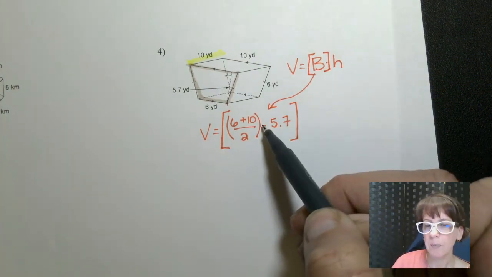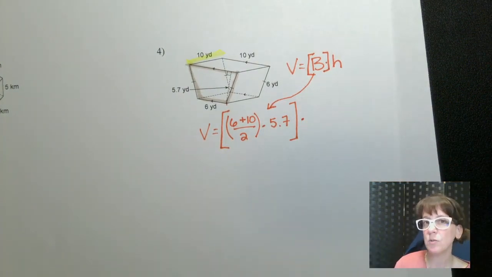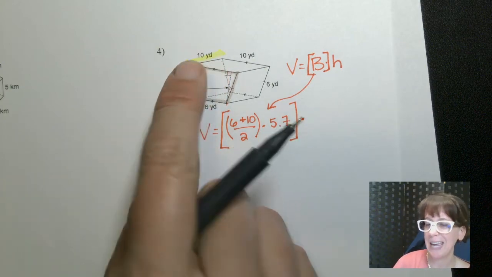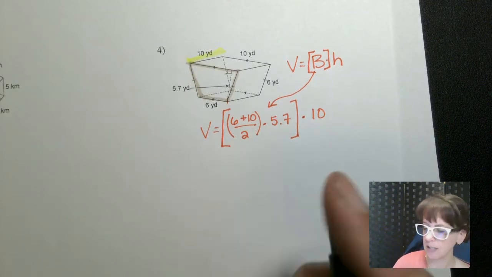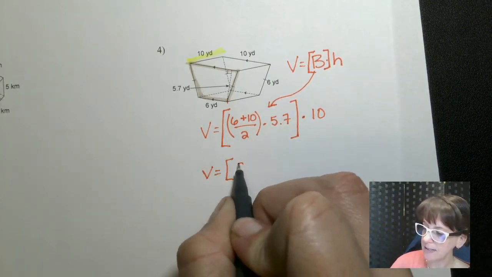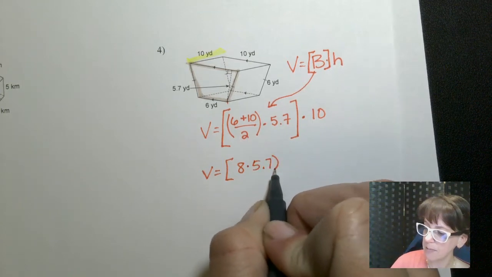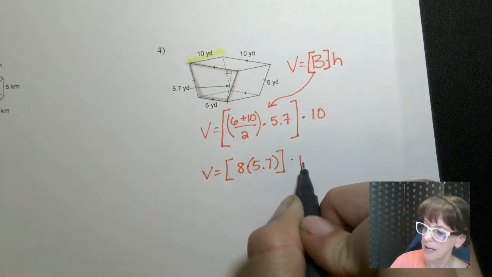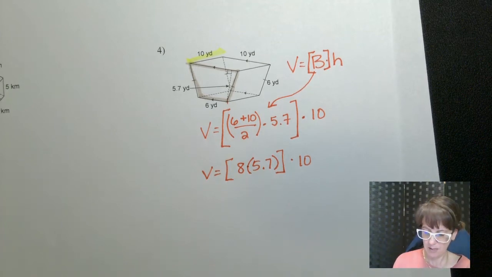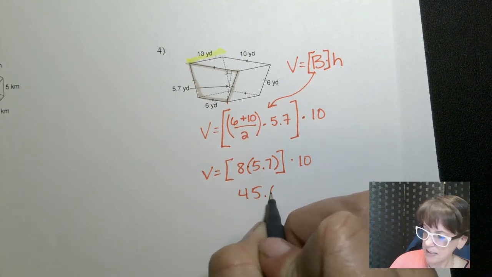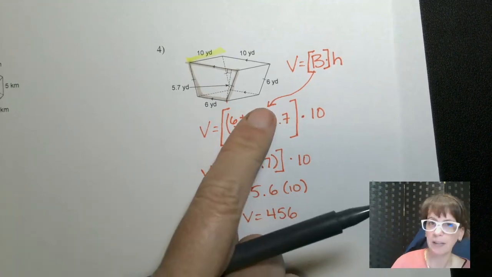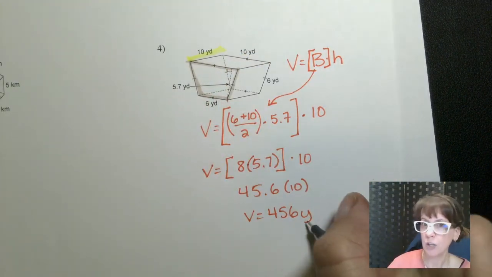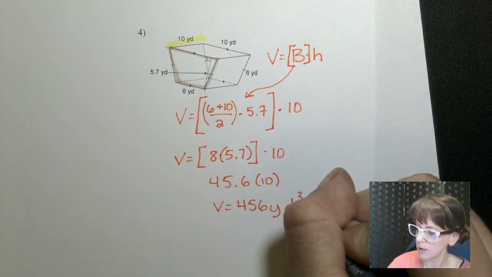Now, once I find the area of the base, I'm going to multiply that times the actual height of the 3D object, which we established is 10. Okay, so I have 6 plus 10 is 16. Divided by 2, that's going to be 8. So I get 8 times 5.7. I'm going to use some parentheses so that dot doesn't get confusing. And then multiply it by the height, which is 10. So 8 times 5.7, we get 45.6, and we multiply that by 10. We end up with a volume of 456, and we go back, look at our units, yards cubed.